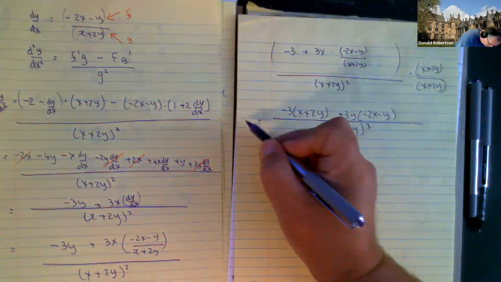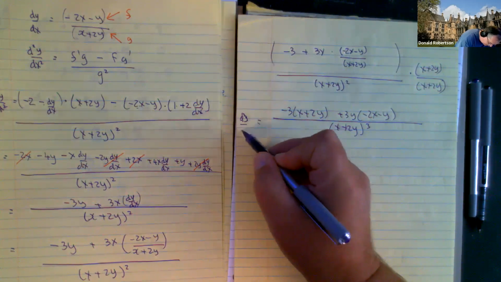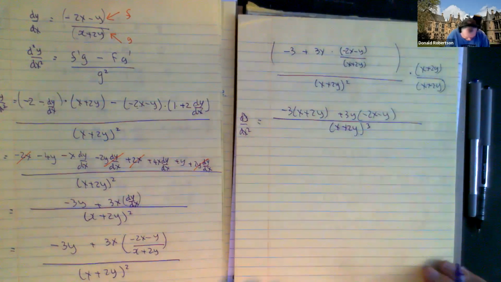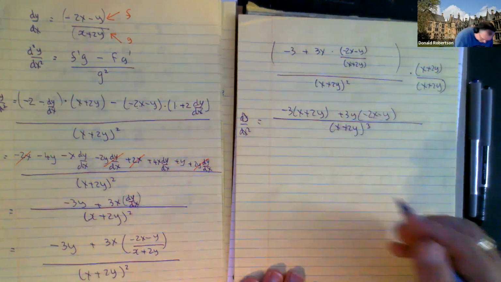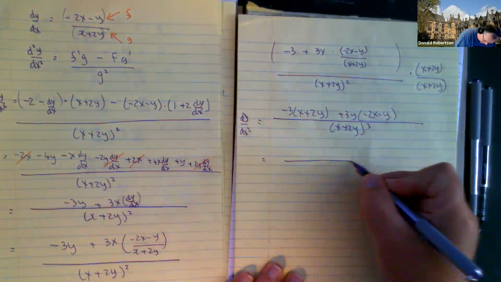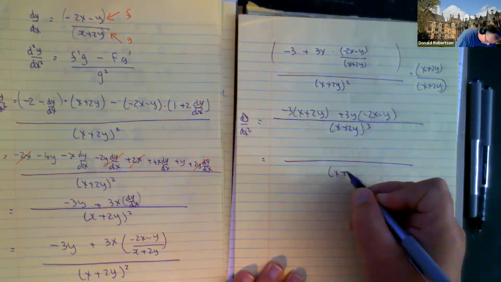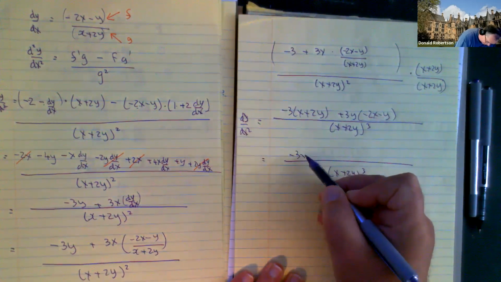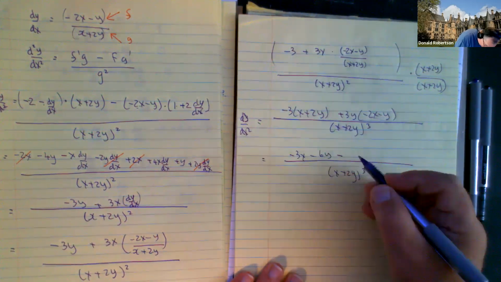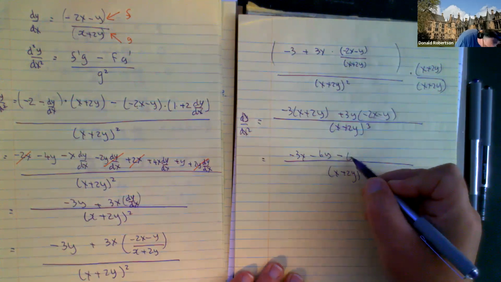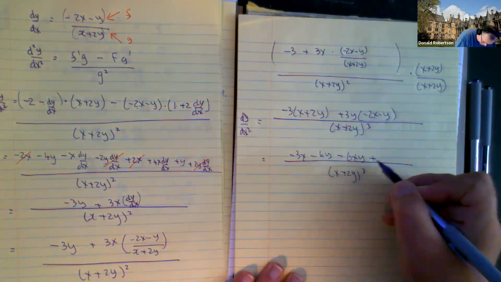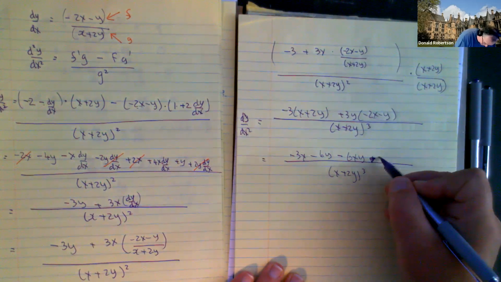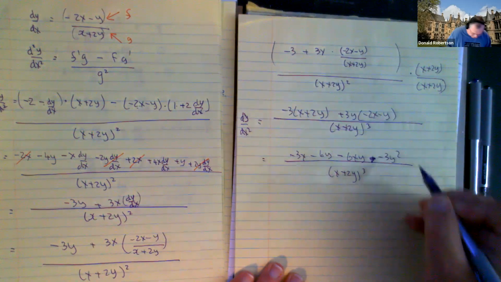So I have managed to get rid of the fraction. And I'm quite happy with the way it looks, but I think I can make it look a little bit nicer. Negative 3x, negative 6y, negative 6xy. Oops, it's going to be a negative 3y squared. There we go.